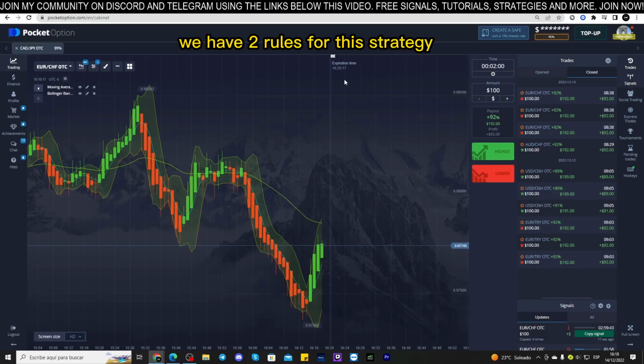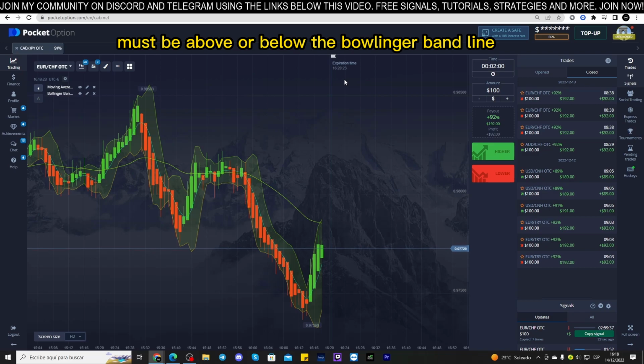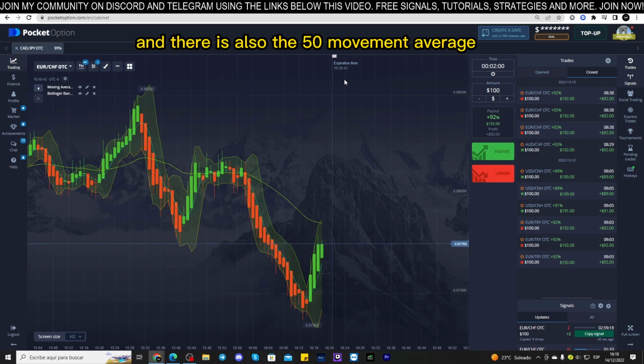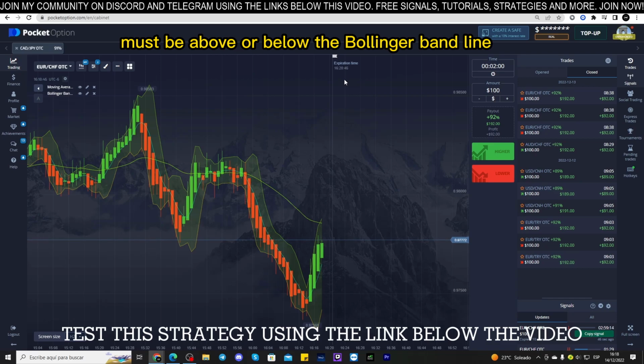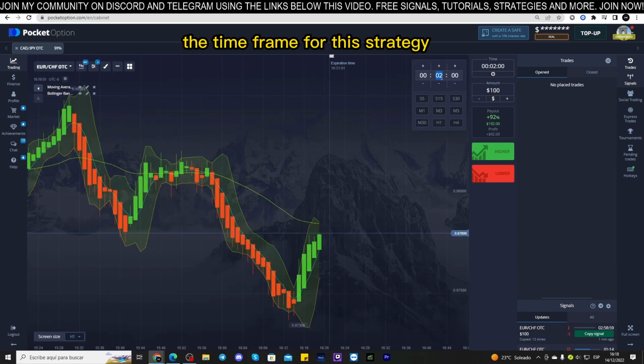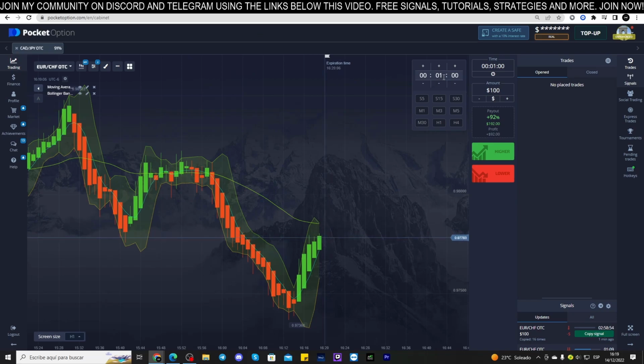We have two rules for this strategy. The first rule: the 50 moving average must be above or below the Bollinger Band line, as resistance in a downtrend. And the 50 moving average must be above or below the Bollinger Band line, like support in an uptrend. The time frame for this strategy, let's leave it at 45 seconds.